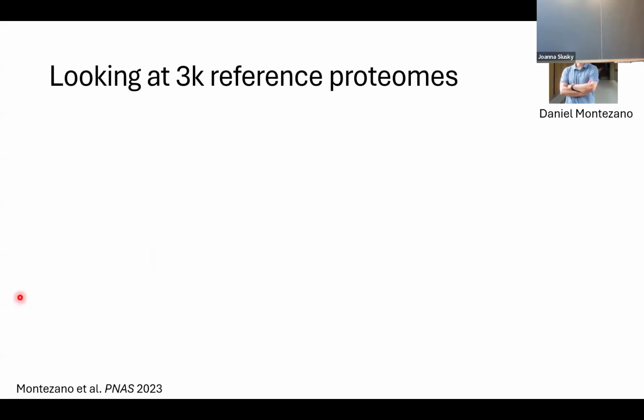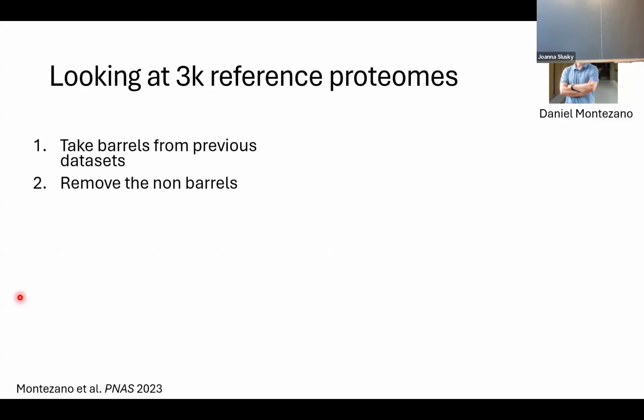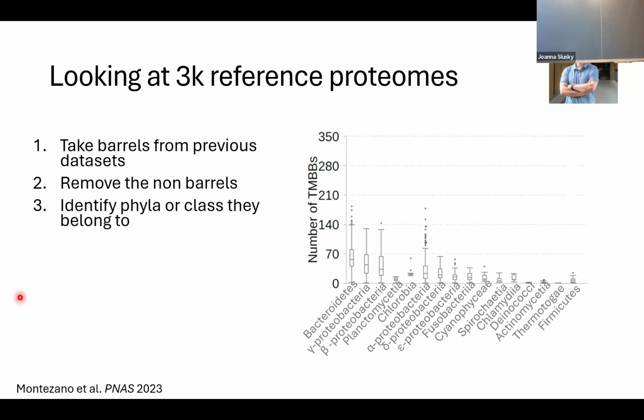And he started by looking at 3,000 reference proteomes. He would take the barrels from previous data sets. There were a lot of false positives in those, so he removed the non-barrels. And then we would identify what phyla or class they belong to. You can see we're doing all kinds of bacteria. We've got Bacteroides over here, Firmicutes over here. And then you would search those proteomes for particular contact maps that looked like the ones we wanted.